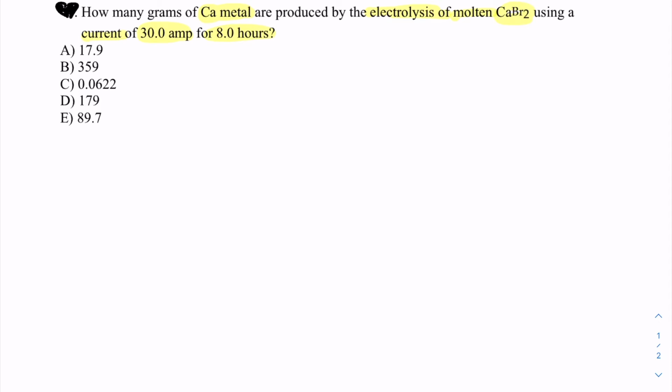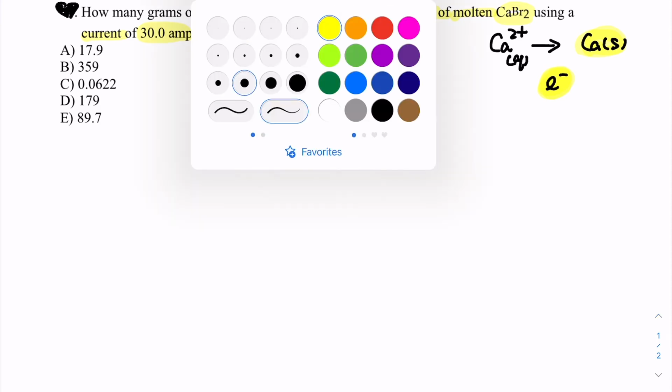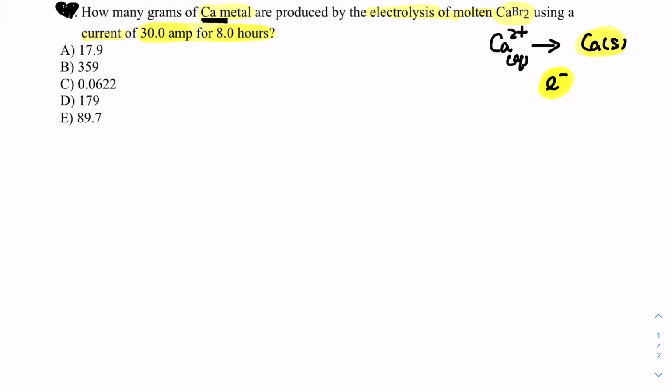Then you have to realize that in electrochemistry, electrons are transferred. So calcium is going from calcium ion to calcium. This process has electrons involved. So we probably need to associate how the calcium solid is related to the number of electrons. And the electrons involved in this process will be related to this 30 amperes and 8 hours. So let's see how we can use all of this information.